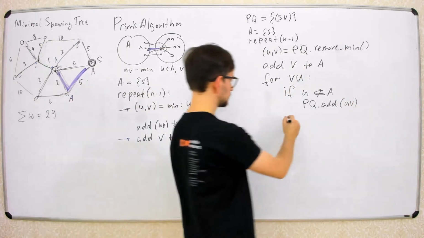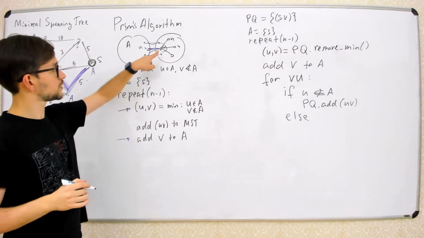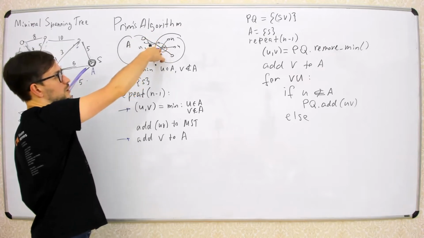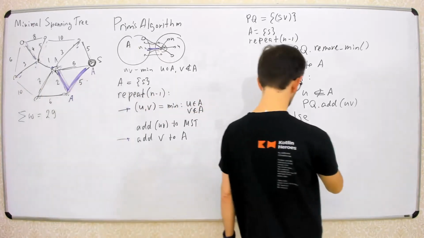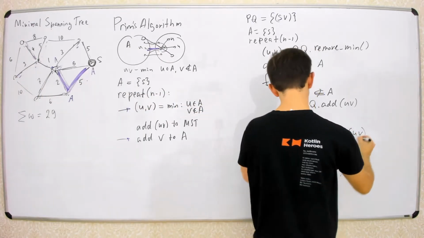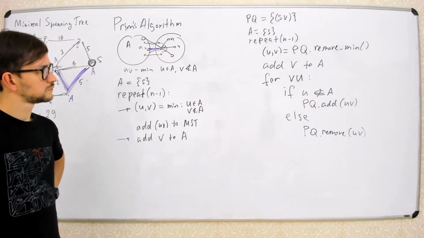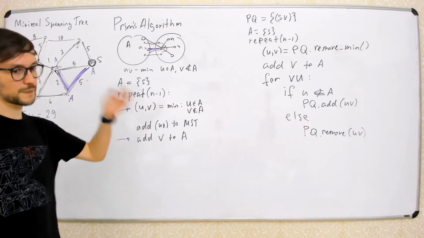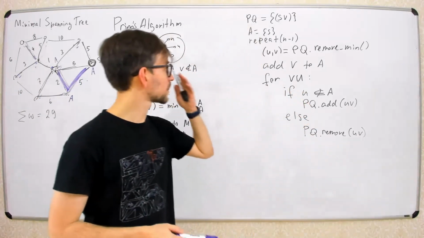And if not, then we actually need to remove this edge, because this edge is something like this. So if we have an edge from V to something inside A, then now we need to remove this edge. Yeah, good enough. So, I think it actually should work just like this.